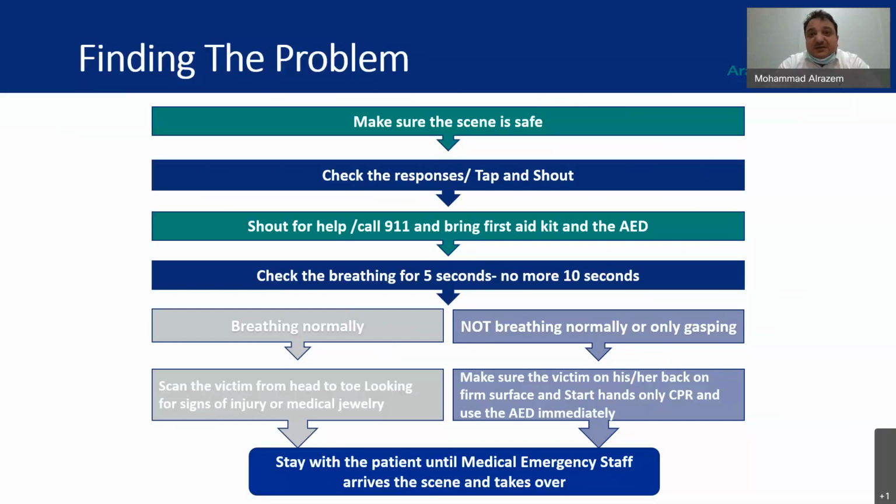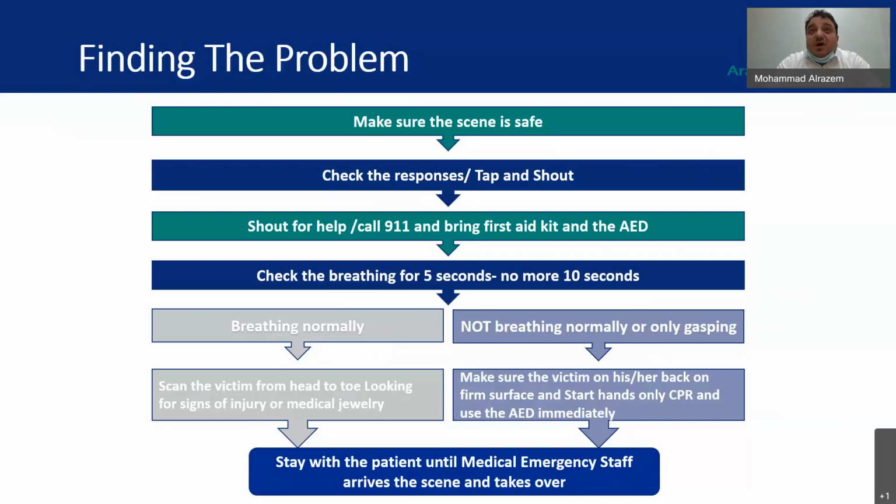But if I come into the room and I see somebody lying on the floor, I need to check if he is responsive or not. How will I do that? I will tap on his shoulder and shout loudly, "Are you okay?" Tap and shout, "Are you okay?"